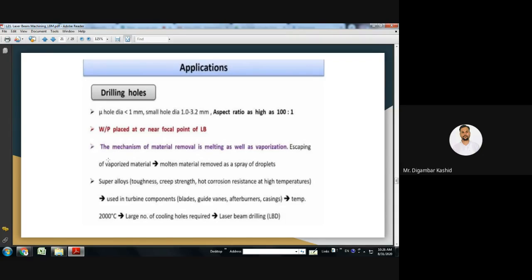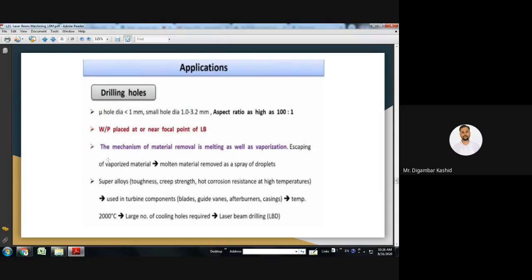So micro holes of diameter less than 1 mm can be drilled by this laser beam machining process. Also, small holes of 1 to 3.2 mm diameter with an aspect ratio of 1000:1 can be made by this process. The mechanism of material removal, as we know, is melting as well as vaporization.